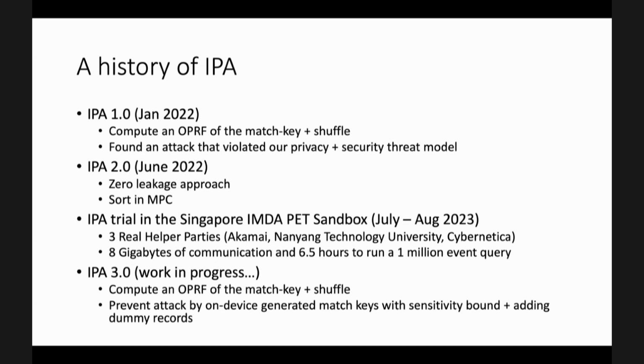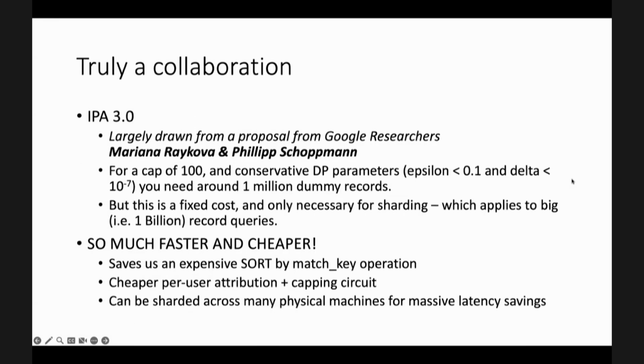And when we have this sensitivity bound, we can get a differential privacy guarantee by adding a random number of dummy records. So this has been a really exciting collaboration. This is one of the things that makes me most excited about working together with all these folks through the standards body. This proposal comes from Google researchers, Mariana Rakova and Philip Schuppmann, who had this idea: when you have this sensitivity bound, you actually don't need to add that many random dummy records.